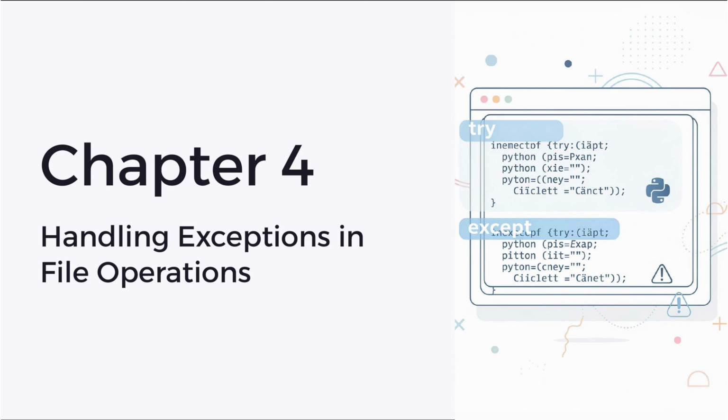Handling exceptions in file operations is crucial for robust programs. Use a try block to attempt file operations. If an error occurs, Python matches it with an except clause, executing the first match. Finally, the finally block ensures cleanup, executing regardless of exceptions. Prioritize specific exceptions before general ones for effective error handling.